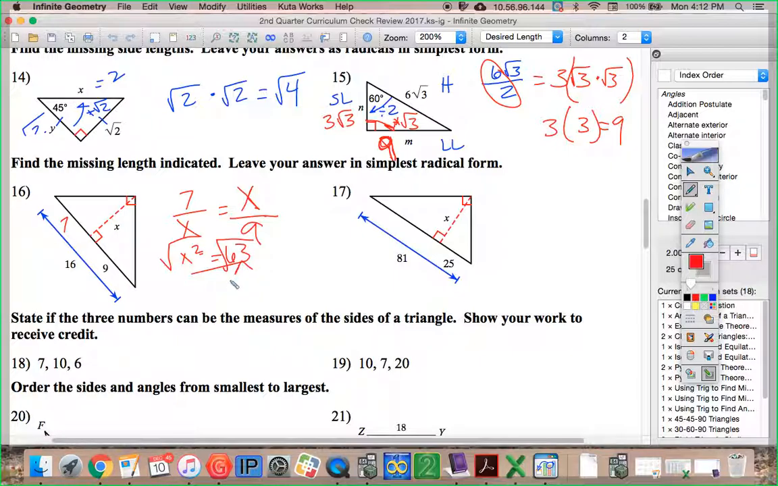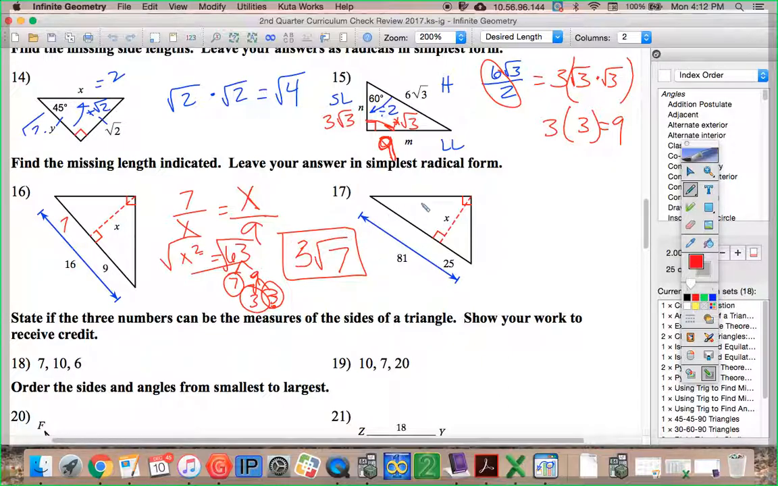So I'd break this down to 7 and 9. That's 3 and 3. So you get a pair of 3s. So your answer there should be 3 radical 7. Sorry, it's all ugly. It won't let me write.